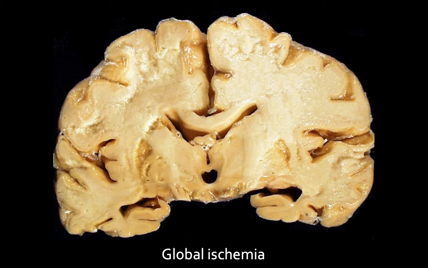And this is global ischemia, so you can see how whitish the brain looks, and what's happened is those brain cells aren't getting enough oxygen, and so they're dying off, and you really can't tell very much between gray matter and white matter in this brain.